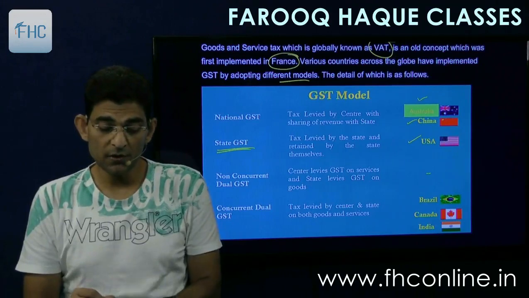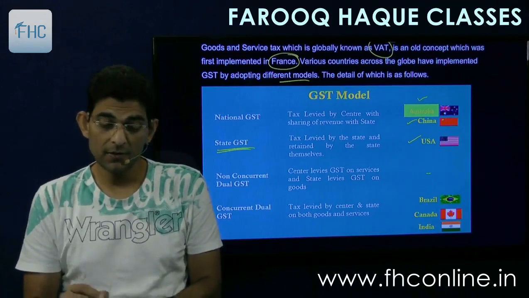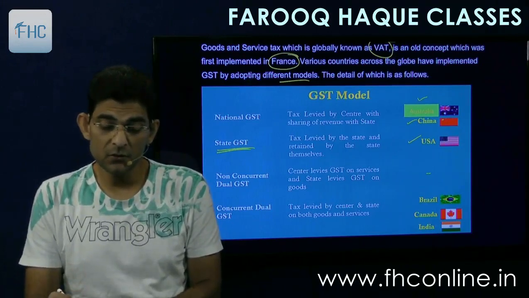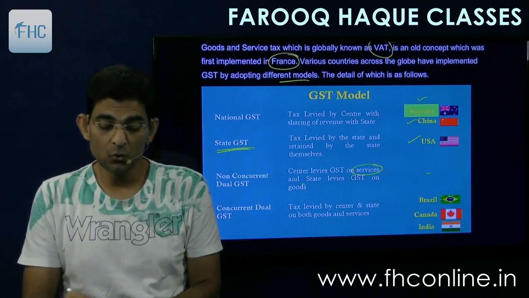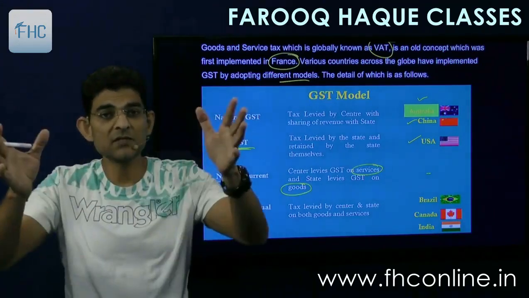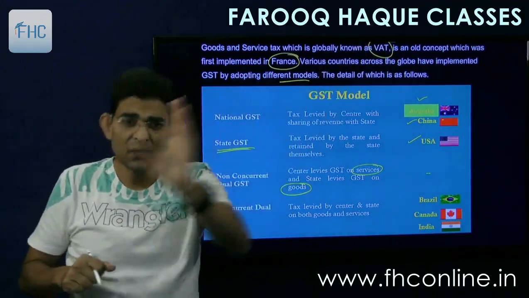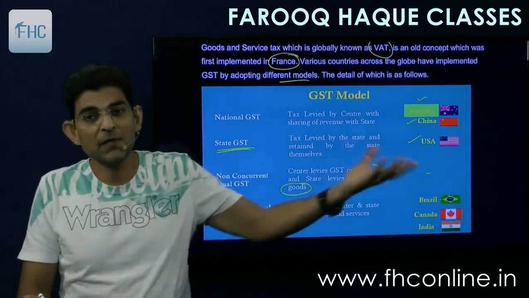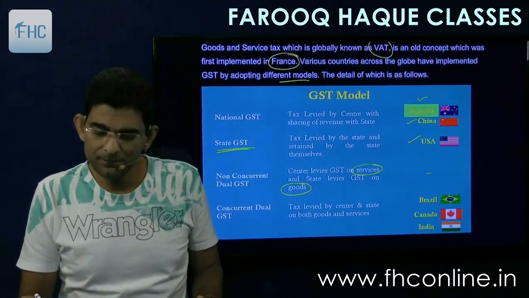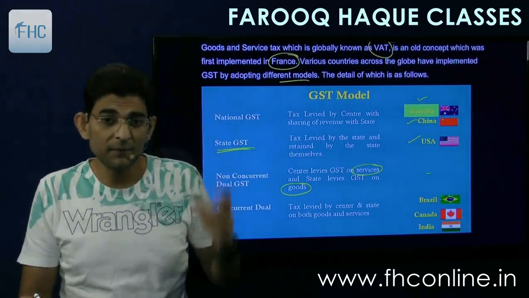Then non-concurrent dual GST. That is, center levies GST on services and state levies GST on goods. So they have divided goods and services amongst them. You charge tax on service, we will charge tax on goods. But there are no examples of any country there. But the concept is there.